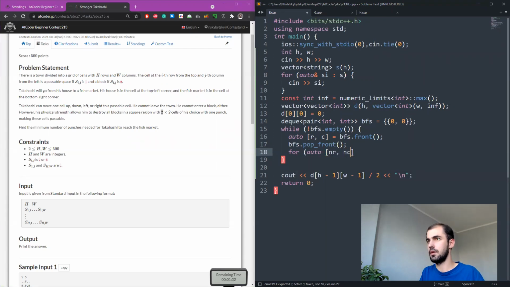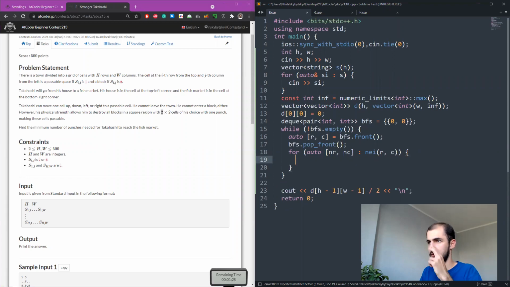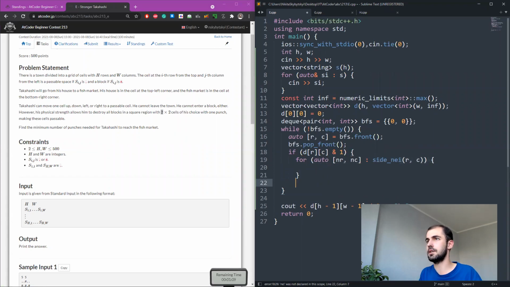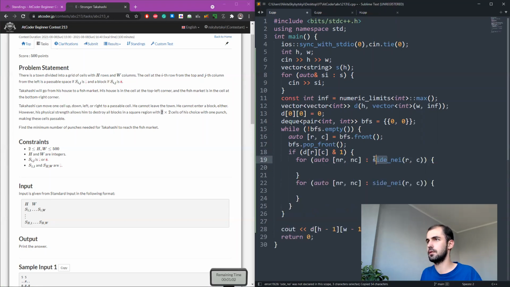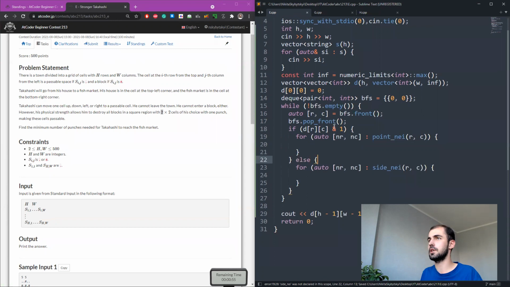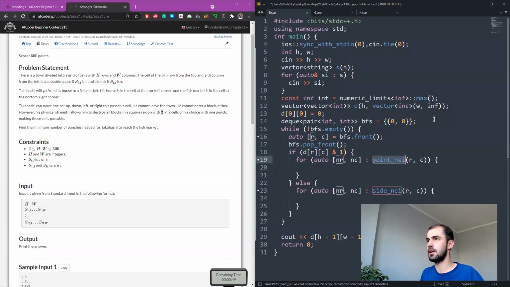Neighbors, in neighbors of row and column. You see, if distance of RC is odd, then it means that we are at the first half step, and instead of looping over such neighbors I can update such neighbors. Otherwise we are at the second half step. Here we are in the process of breaking a block, but we haven't finished it yet. Here we already broke the entire block.